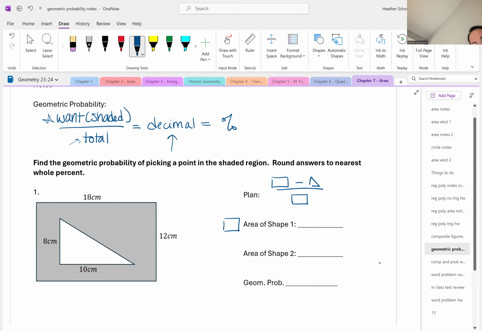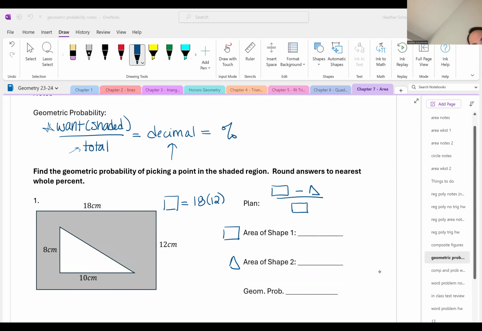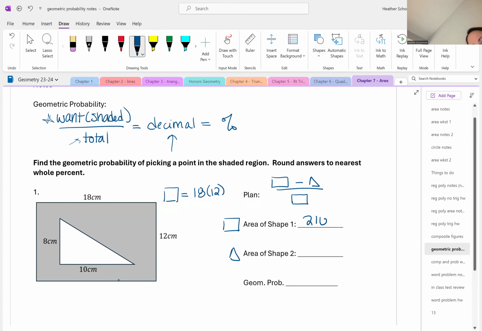Once we know the plan, now we find the area of both shapes. The first shape is going to be a rectangle and the next one is going to be a triangle. If you did it the opposite way, with shape one being the triangle and shape two being the rectangle, it is totally fine. It's not going to change anything. The area of the rectangle is 18 times 12. I'm going to use a calculator here. 18 times 12 is 216, so this is 216 centimeters squared.